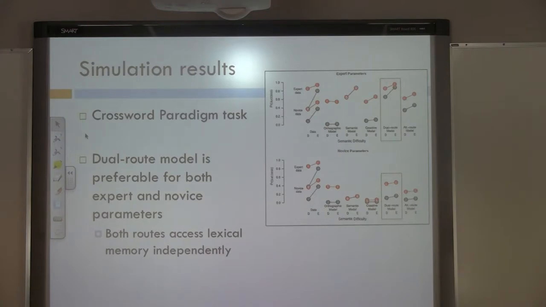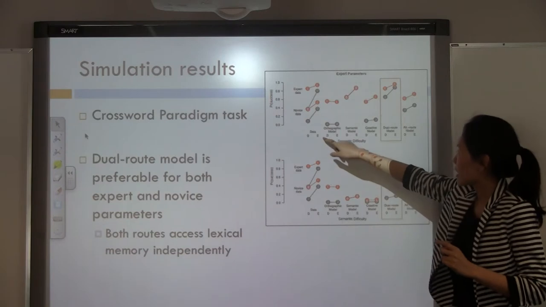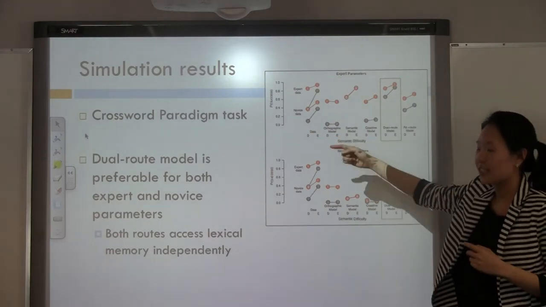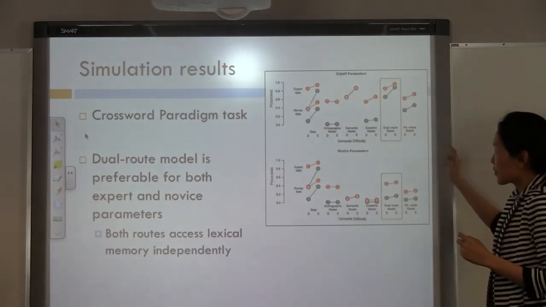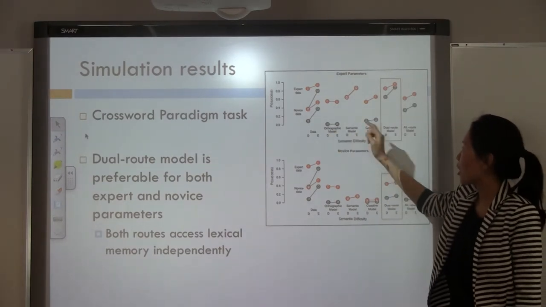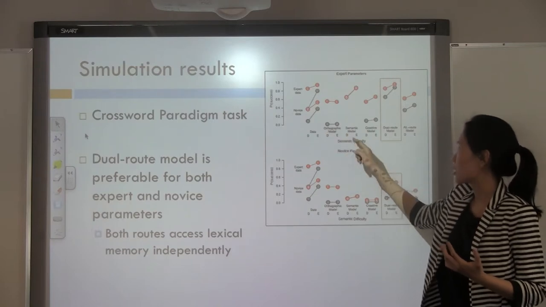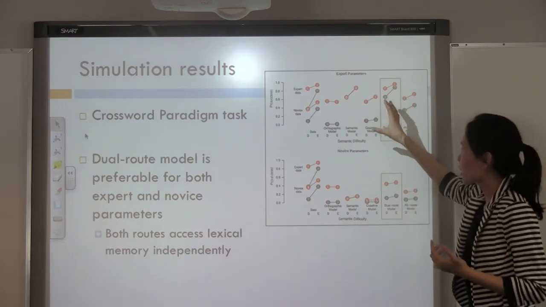And this is the result from the models. We developed five different models. The first one is the orthographic model. The x-axis is the semantic difficulty, difficult and easy, difficult, easy, difficult, easy. And the y-axis is the probability of success of getting the correct answer. And here is the human data, the novice data and the expert data. For the orthographic model, you use just the orthographic route, so there is no interaction with the semantic difficulty at all. And for the semantic model, there is no interaction with the orthographic difficulty.